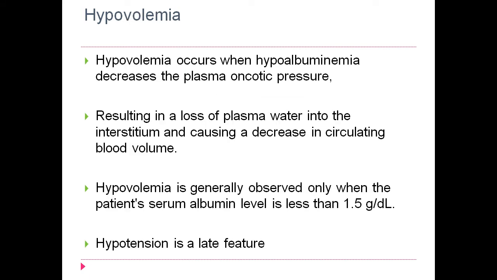Hypovolemia occurs when hypoalbuminemia decreases the plasma oncotic pressure, and this results in loss of plasma water into the interstitium, causing a decrease in circulating blood volume. It is usually observed only when the patient's serum albumin is less than 1.5, and hypotension is a late feature.